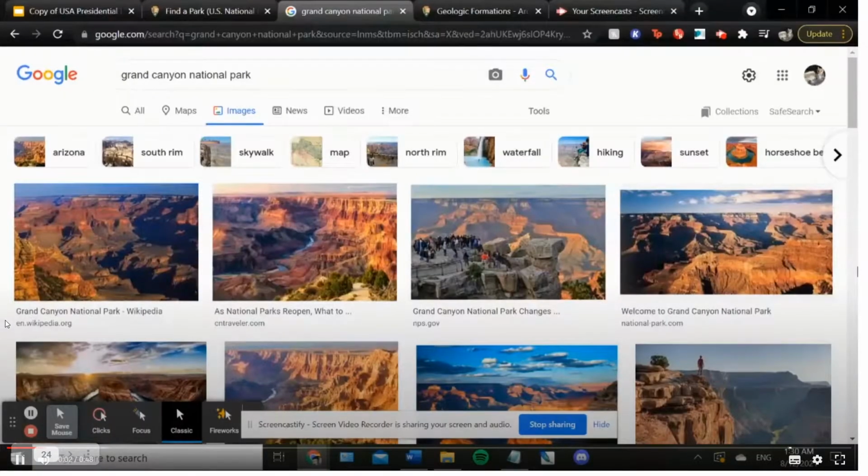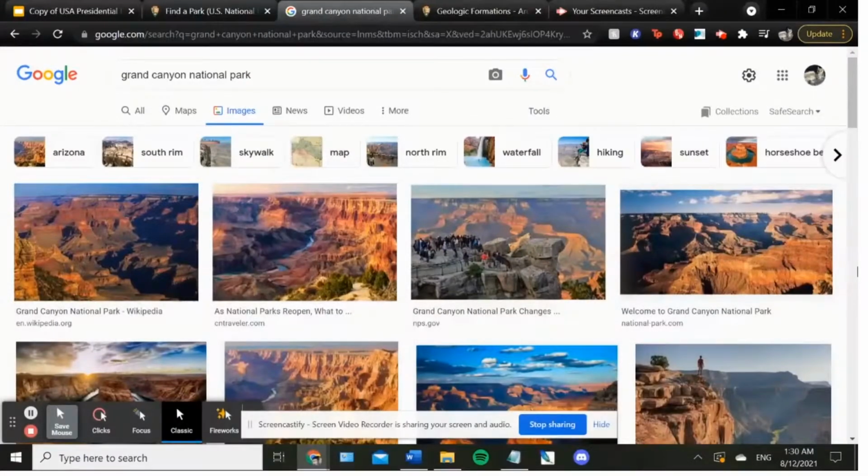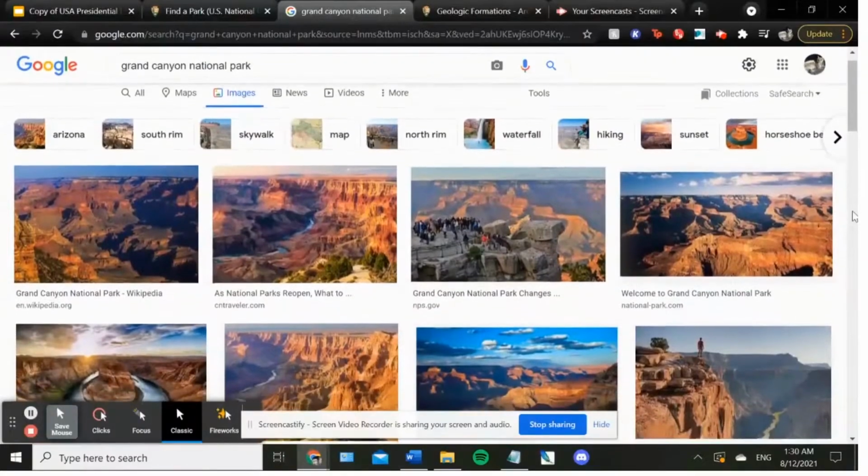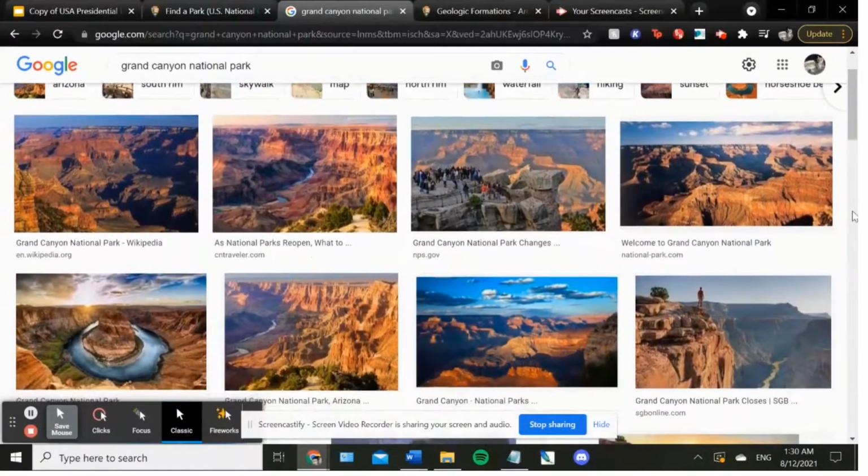So this happens to be my favorite national park. This is Grand Canyon National Park. It is mostly in Arizona. It also peeks a little bit into the surrounding states. As you can see, it is stunning.